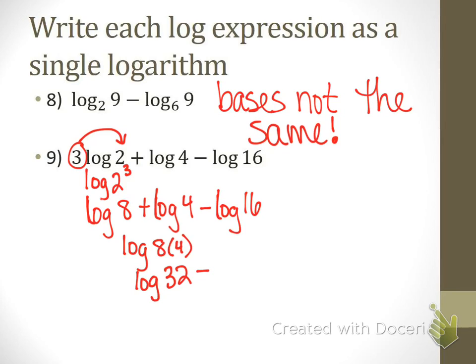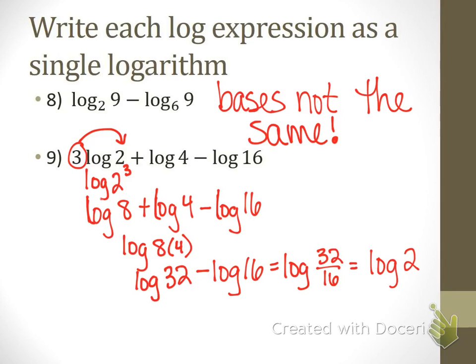We're still subtracting which log? 16. When we are subtracting two logs of the same base, how can we condense them? By dividing. So this is log of what divided by what? 32 divided by 16, which would equal log of 2.